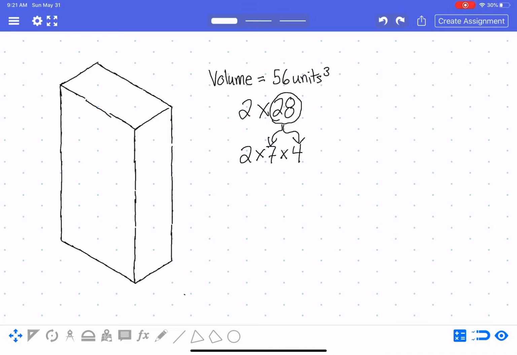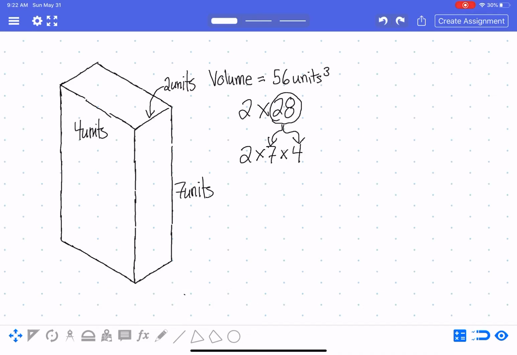Okay, now if I look at my rectangular prism, I could see that this here is 2 units. Okay, so I drew it to size. Over here, it's 4 units. Okay, and then if I take my pointer and I count up, so here's 1, 2, 3, 4, 5, 6, 7. So the height is 7 units, right?